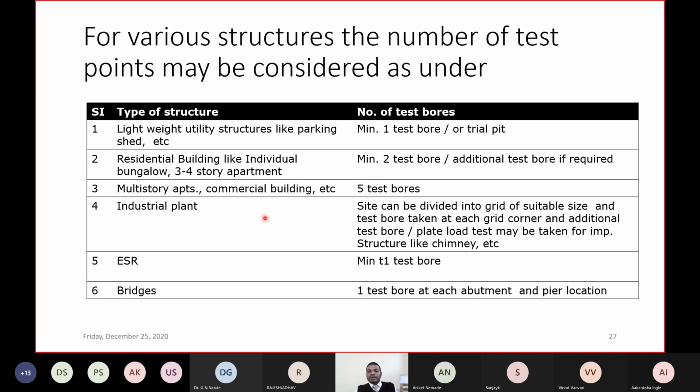Industrial plants: the site can be divided in a grid pattern, and then boreholes should be taken. Along with that, if your structure is resting on the soil alone, then plate load testing should also be done. Further, your material should be tested in the laboratory so that the site field investigation results and laboratory test results can be matched or correlated. Then for an ESR, elevated service reservoir, a minimum of one test borehole can be taken. For bridges, one test borehole should be taken at each abutment and pier location.